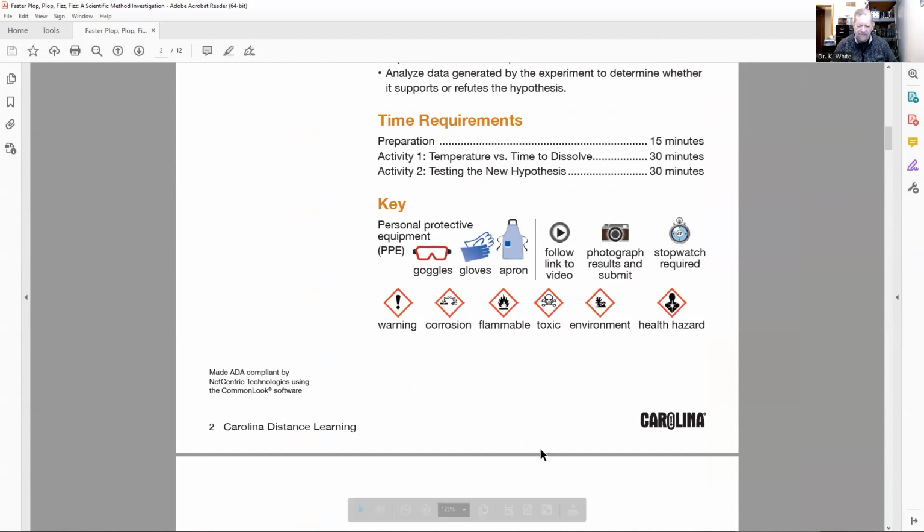Now, in your Carolina kit, the box they send you, and actually we've tried other kits since the pandemic, this one's really good. We used it for the first time last semester, and it really surprised me how well it worked, and the students liked it.